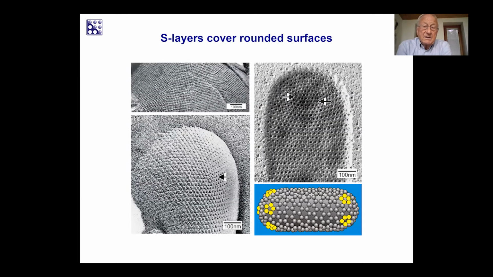Now, S-layers cover rounded surfaces. This can be seen on intact cells. This is a hexagonal array, and we see that S-layers are a low free energy arrangement of molecules. We even see the lattice faults required in a hexagonal array as schematically shown here. The same you can find on buckyballs or fullerenes, where you have pentamers instead of hexamers.